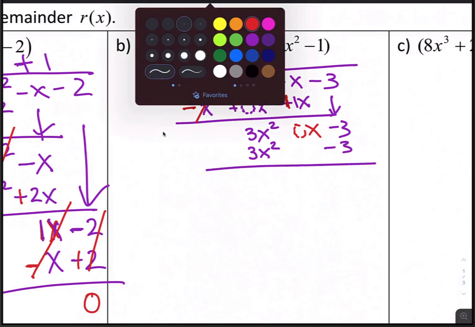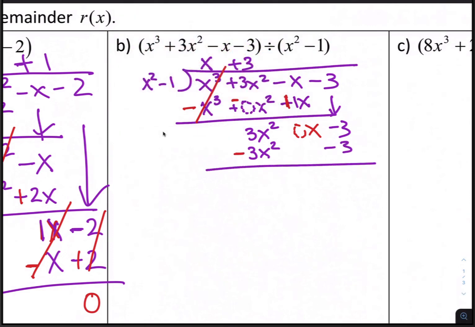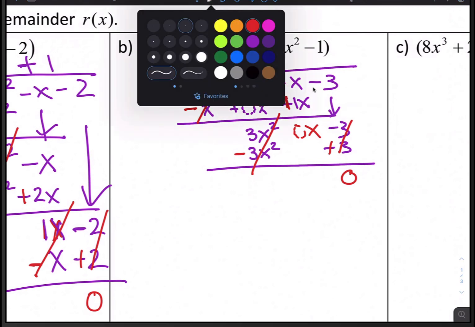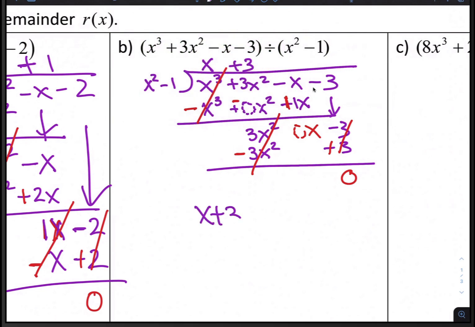And now we subtract. The 3x squared becomes a minus, and that causes the 3x squareds to cancel. And also, when you subtract this negative 3, that's going to turn that into positive. And then those 3s cancel out, and so your remainder is 0. All right, so then we have a quotient of x plus 3 and a remainder of 0. And so our answer is just x plus 3.